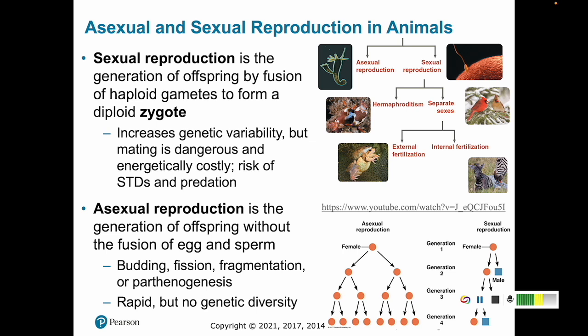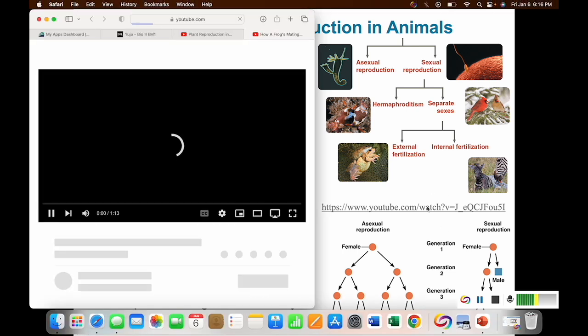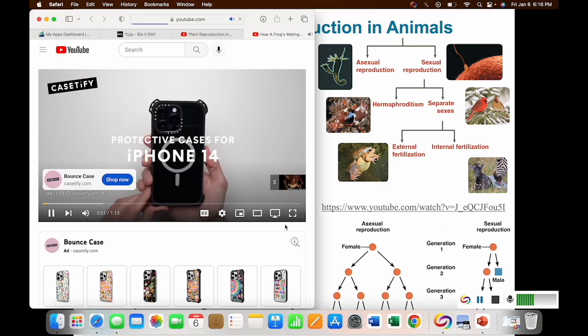However, sexual reproduction can be dangerous. Mating can be dangerous. It can be energetically costly. There's also a risk of STDs. STDs are not something that exists just in people, but also across the animal kingdom, and it also increases the risk of predation. Let's look at this little video that talks about the risk of predation in frogs.